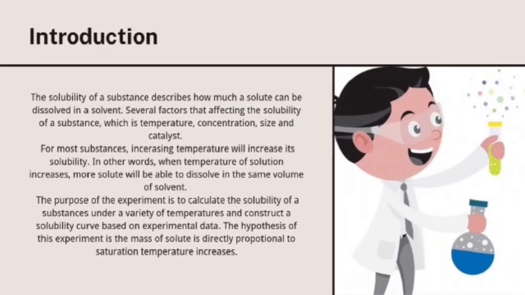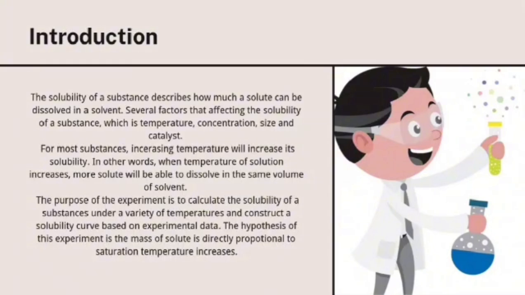The solubility of a substance describes how much a solid can be dissolved in a solvent. Several factors affect the solubility of a substance, which are temperature, concentration, size, and catalyst. For most substances, an increase in temperature will increase solubility. In other words, when the temperature of a solution increases, more solute will be able to dissolve in the same volume of solvent. The purpose of this experiment is to calculate the solubility of a substance under a variety of temperatures and construct a solubility curve based on experimental data.